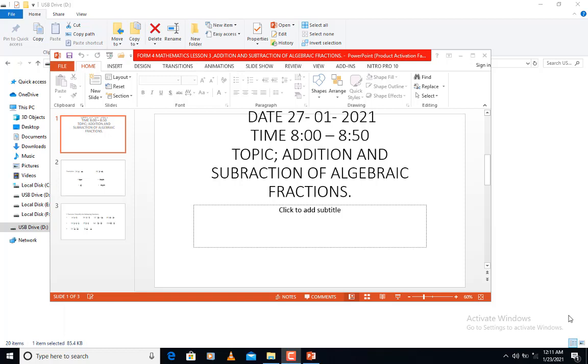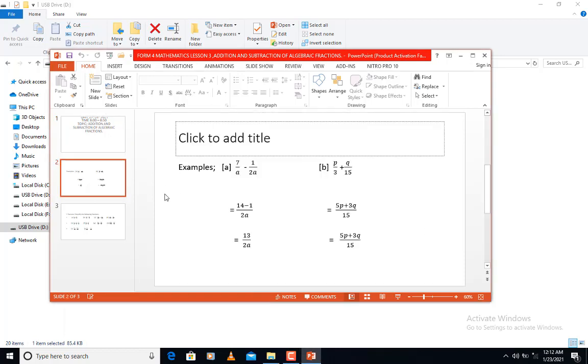The addition method is the same as I said earlier on: the methods we use in adding real numbers are the same ones we are going to use in algebraic fractions. Now let's look at some examples on how we add.